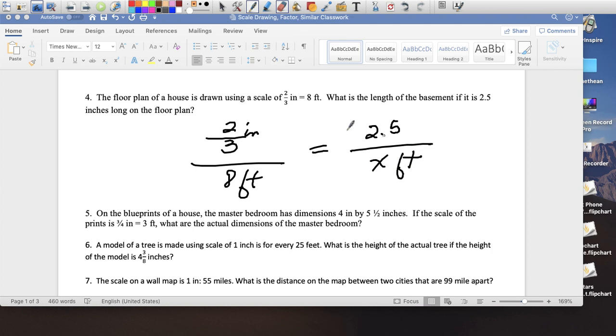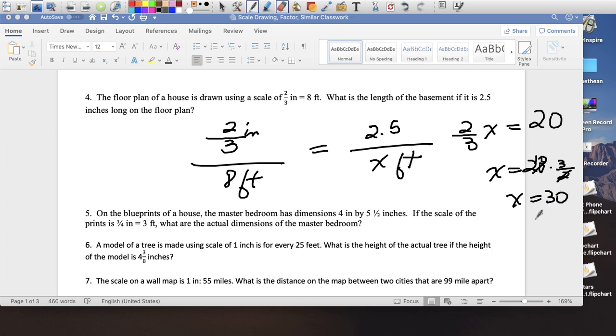So 2/3 times x, and we want to multiply that, so we get 2/3 of x equals 2.5 times 8, which is 20, right? And then we're going to do x equals 20 times 3 over 2, which is 10, and x equals 30. The actual length of the basement is 30 feet.